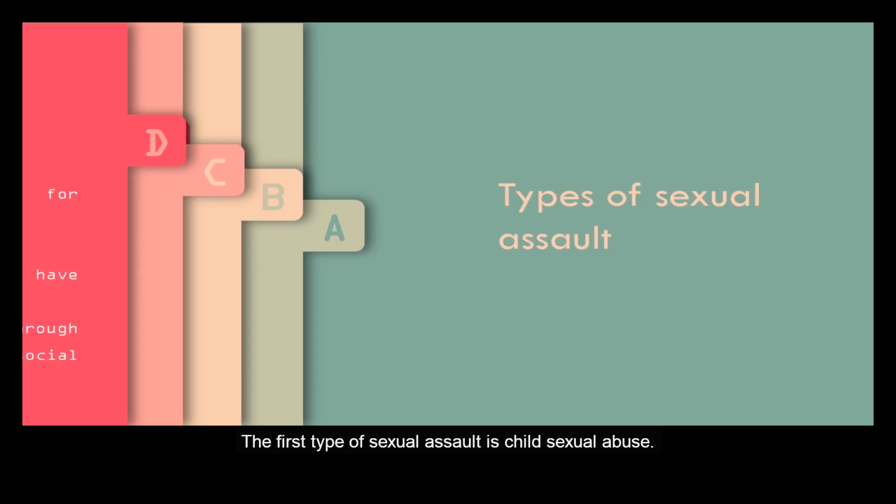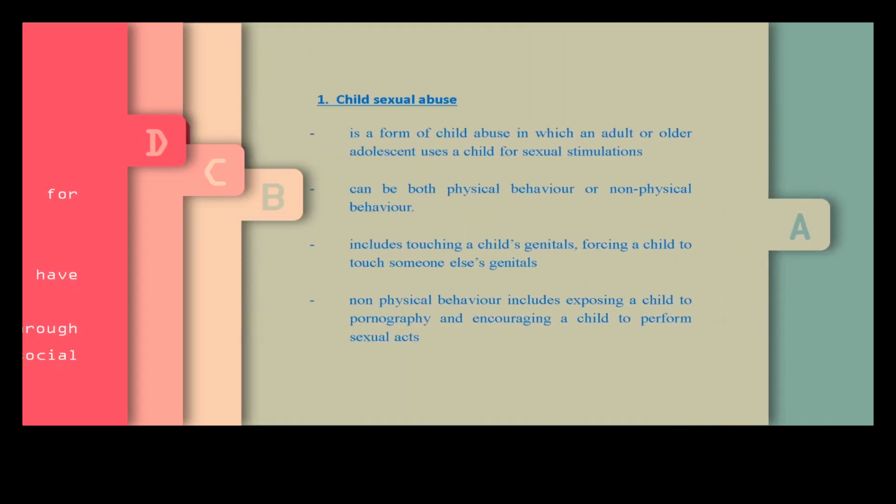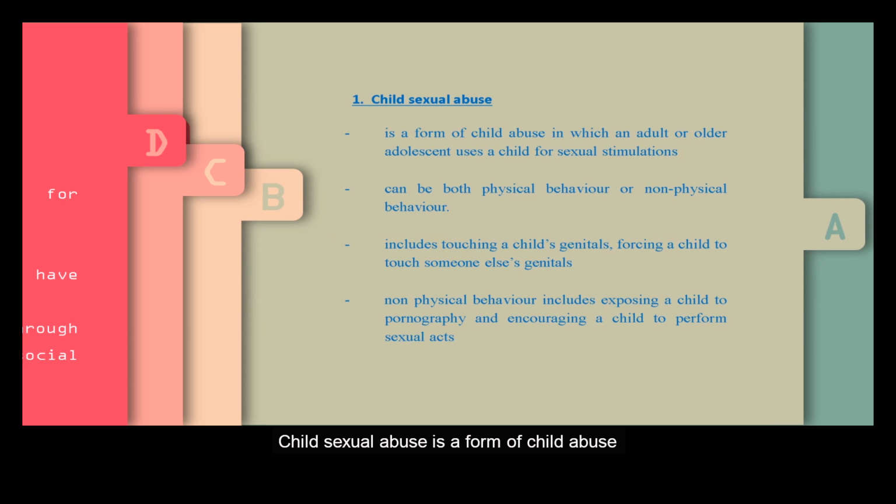The first type of sexual assault is child sexual abuse. Child sexual abuse is a form of child abuse in which an adult or older adolescent uses a child for sexual stimulation. It can be physical or non-physical behavior. It includes touching a child's genitals and forcing a child to touch someone else's genitals. Non-physical behavior includes exposing a child to pornography and encouraging a child to perform sexual acts.